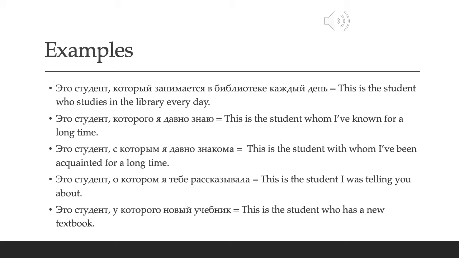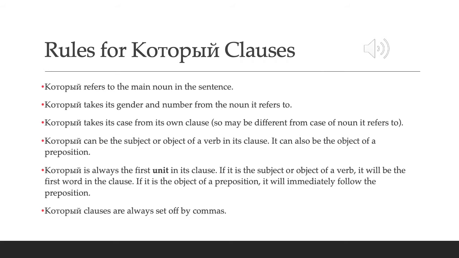So with these examples, hopefully you're getting a glimpse of how Katori is used, or you are remembering how Katori is used. Let's go over, on the next slide, some rules. So, rules for Katori clauses. Katori refers to the main noun in the sentence, or implied noun. Sometimes you don't have a noun, but almost always you're going to have a noun, and Katori will refer back to that main noun in the sentence.